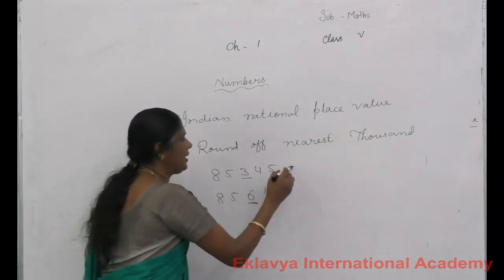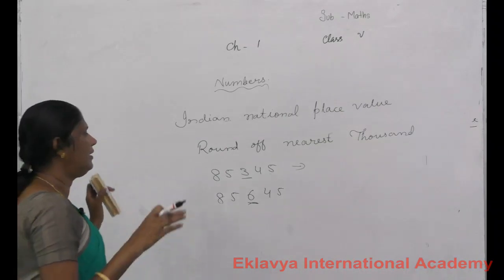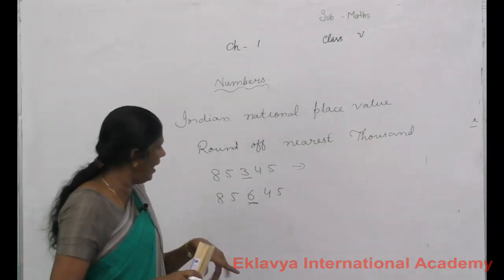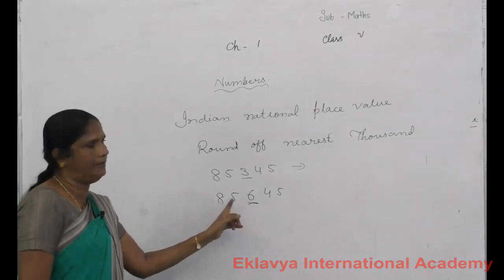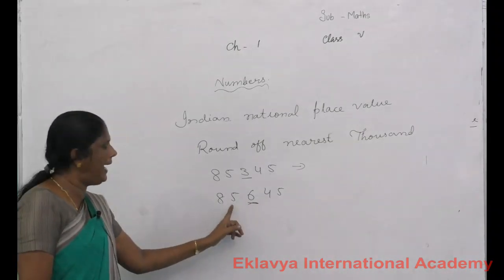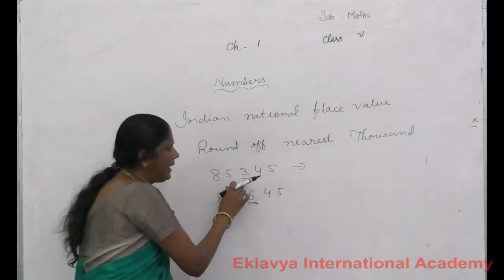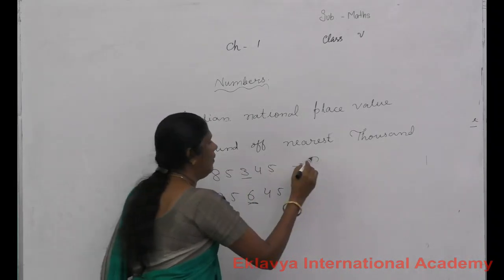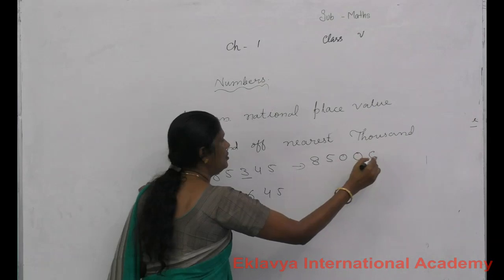Here, which digit comes? Then 5, 6, 7, 8, 9 come in the 100 place, 1 is added in the 1000 place. Here, which digit comes in the 100 place? 3. Therefore there is no change here. 8, 5, 0, 0, 0.